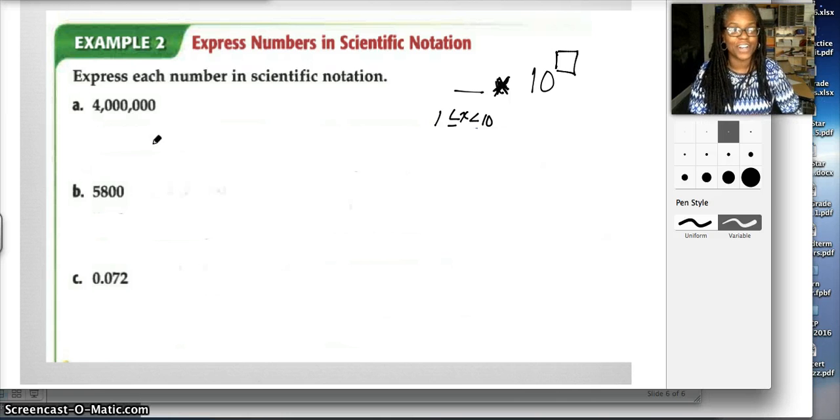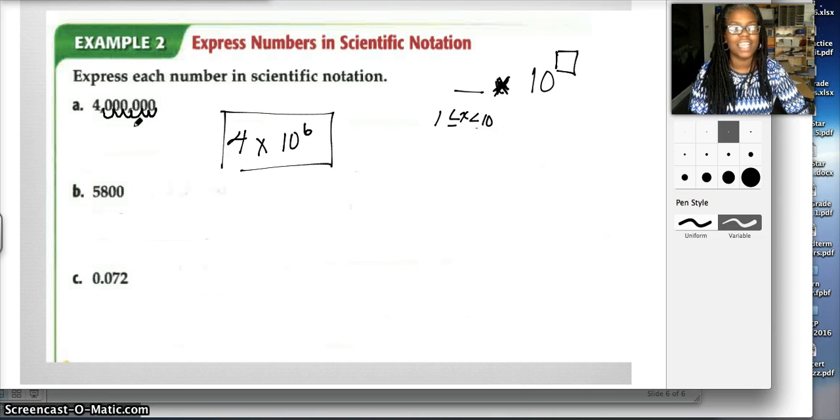Let's go ahead and get started. So here, my decimal place is here. I'm counting back 1, 2, 3, 4, 5, 6. So my answer will be 4 times 10 to the positive 6th power. Remember, it's positive in this case because I'm making a large number small. I need to compensate by multiplying by a big number.